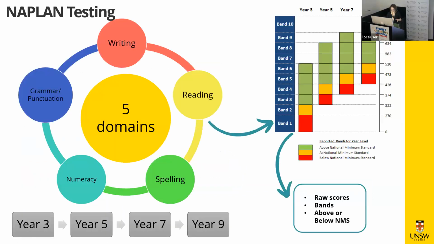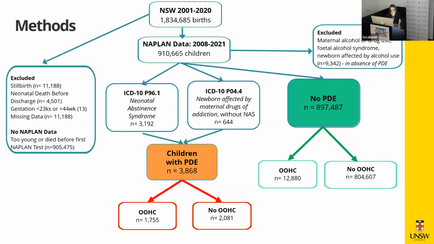For those who don't have school-age children or who are too mature to have sat the NAPLAN themselves, NAPLAN testing is conducted at years 3, 5, 7, and 9 and involves testing of 5 different domains. Each child is given a raw score, which is converted into a band score. The national minimum standard refers to a predetermined benchmark of skills expected for that child's age. Children who score below this level have not achieved expected learning outcomes. This is a flowchart of our study population. You can see that over 900,000 children had linked NAPLAN data available.